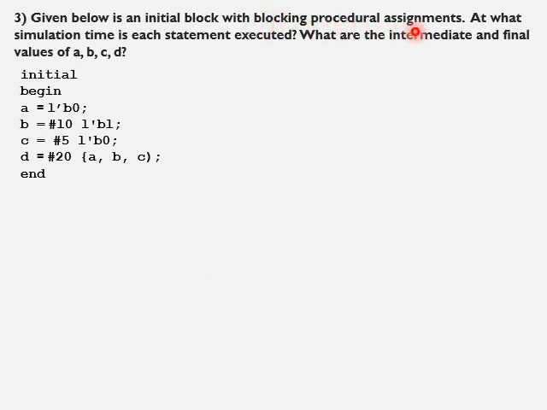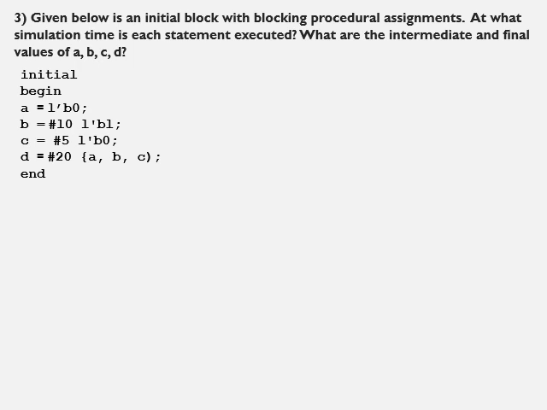Blocking procedural assignments means the statements will be executed inside the block in the sequential order in which they are written. So the next statement will be executed only after its previous statement has completed execution. So this line will be executed at time t equal to 0, this one at 10, this one at 10 plus 5 that is 15, and this line at 15 plus 20 that is at 35 time units. So we'll see the intermediate values at each time.